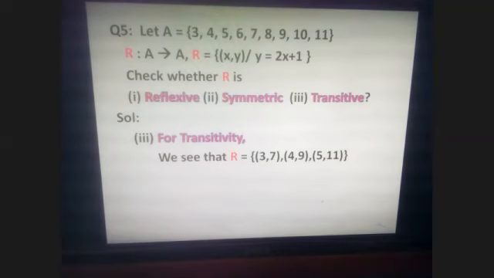Vasu, you did not attend yesterday's class. You should go through it. Sure, sir. I'll go through it. Okay. Om, tell me, is it transitive? Presha, tell me, is it transitive?